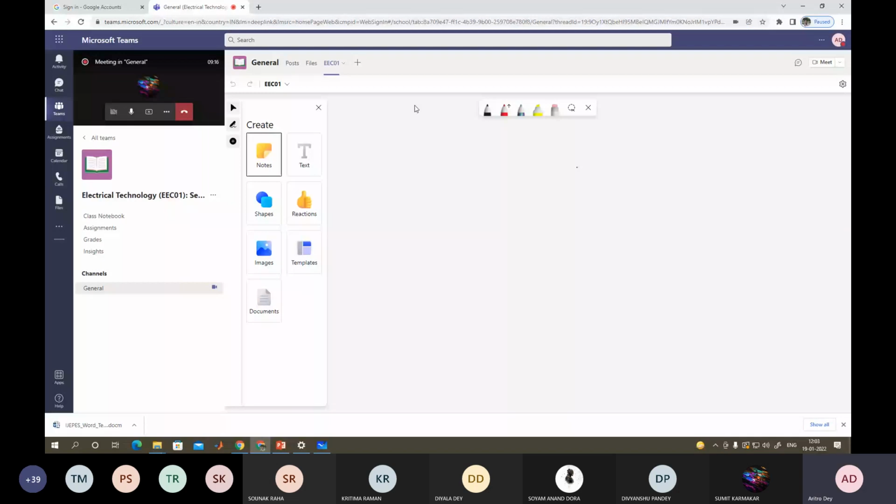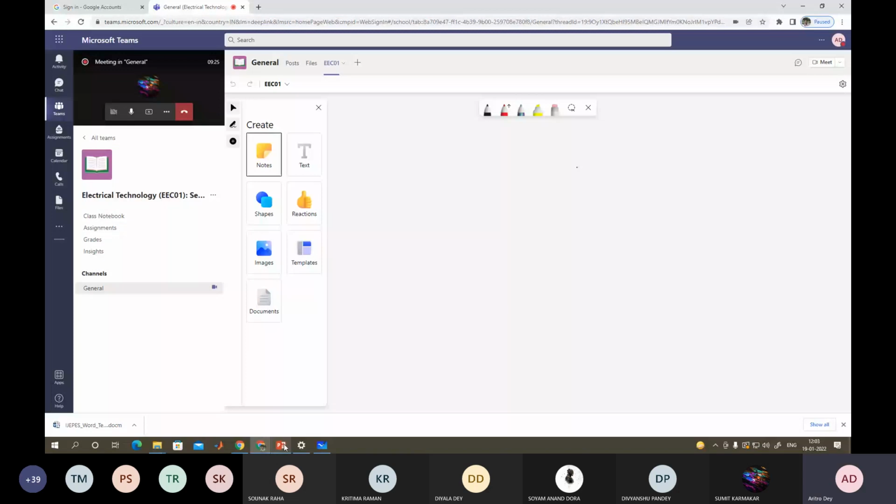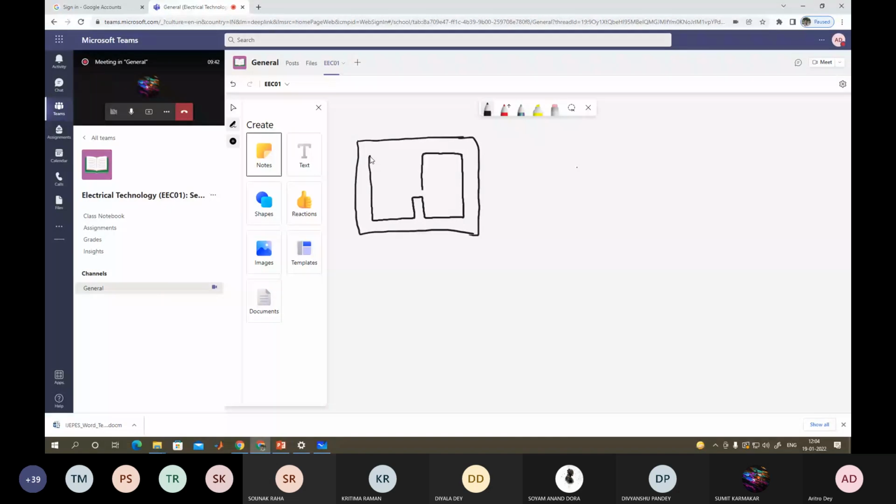So here, what is our problem? Our problem is like this. We have a circuit. This is our magnetic circuit. Here is our coil, which will be carrying a current I. Number of turns is 200. So what is your total mmf? It is equal to 200 I.